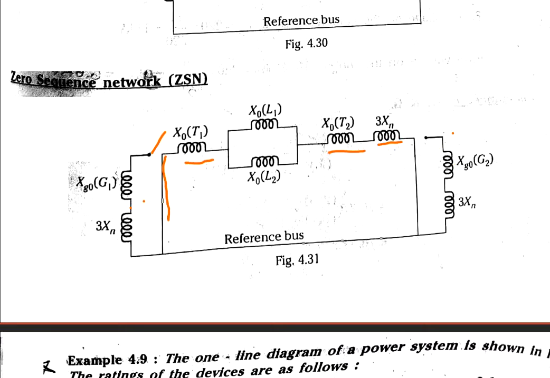And similarly for the generator side it is Xg0 and 3Xn.